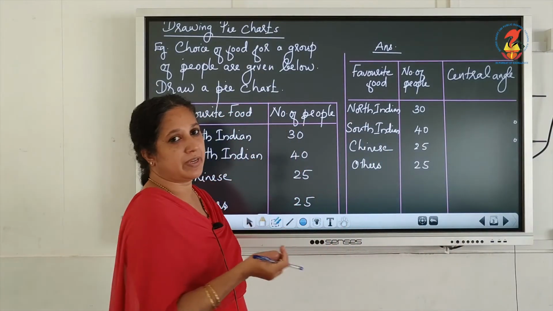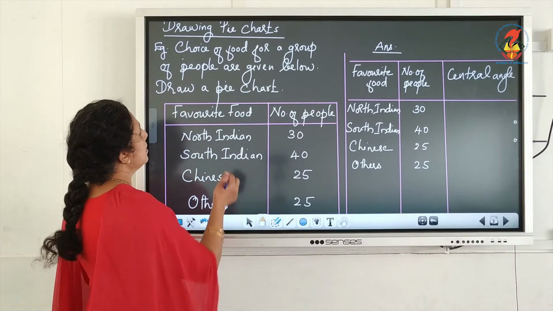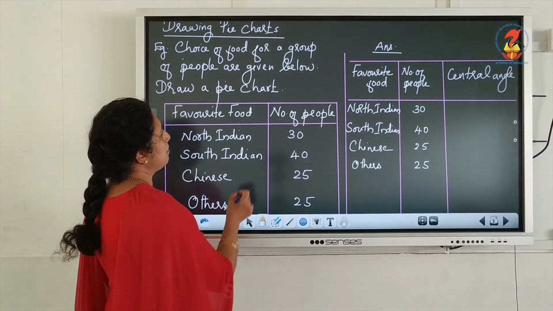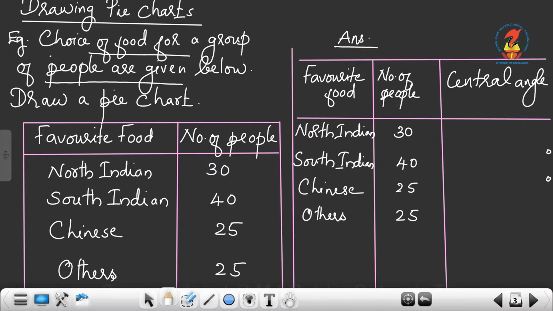Now how can we draw a circle graph or a pie chart? Now look at this example. Choice of food for a group of people are given below. We have to represent the data in a circle graph, or draw a pie chart. Favorite food: North Indian, number of people 30; South Indian 40; Chinese 25; and others 25.